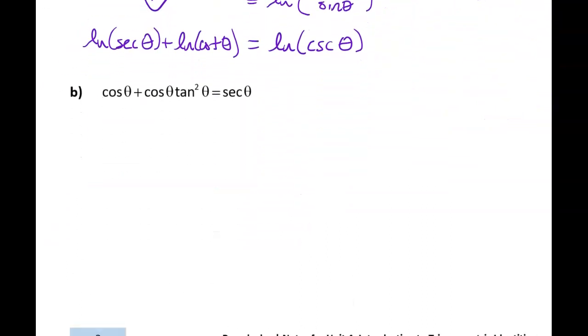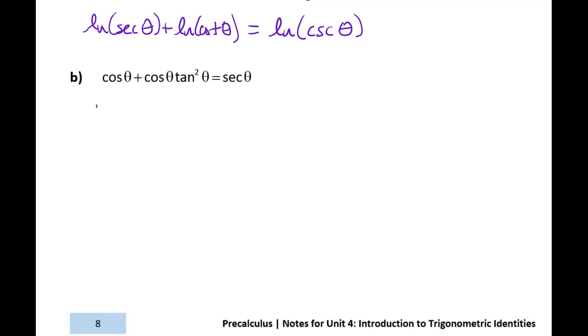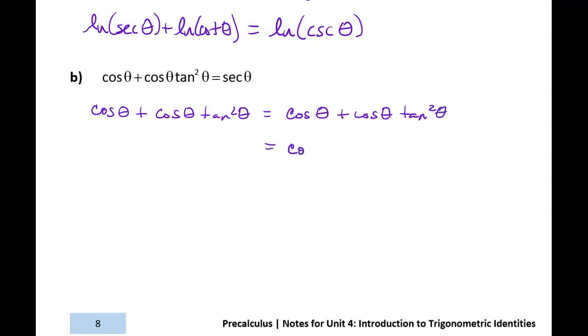In B, we have what looks to be a complicated expression here, cosine of theta plus the cosine of theta times the tangent squared of theta. And I'll write it equal to itself. What we can do with that expression is factor out the cosine of theta. That'll leave us with 1 plus the tangent squared of theta. And it just so happens that 1 plus the tangent squared of theta is equal to secant squared of theta.